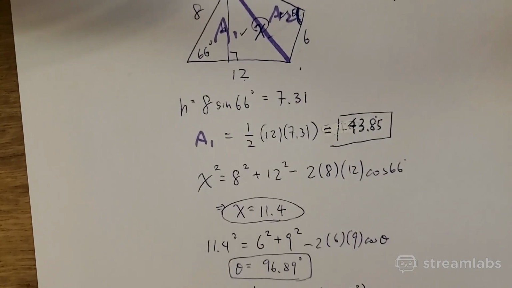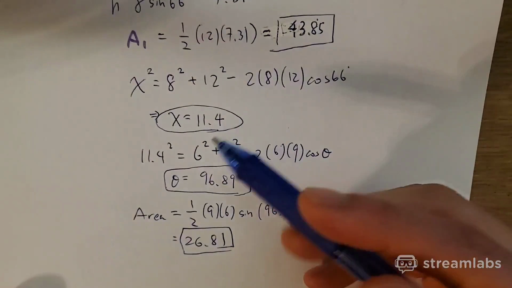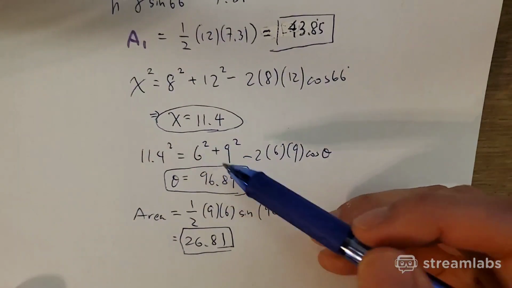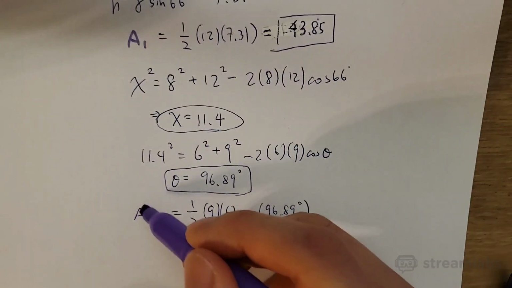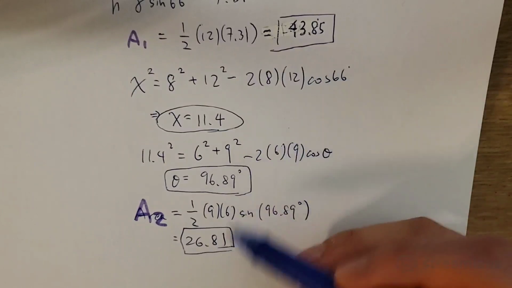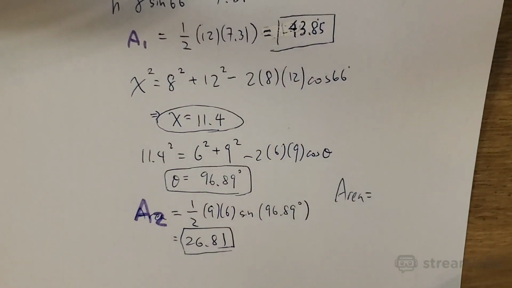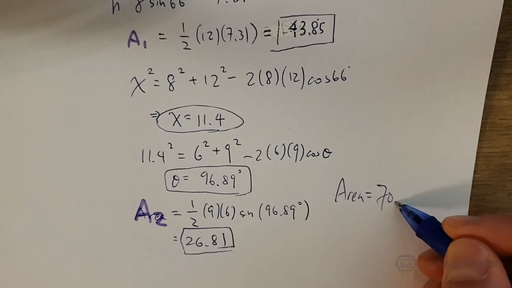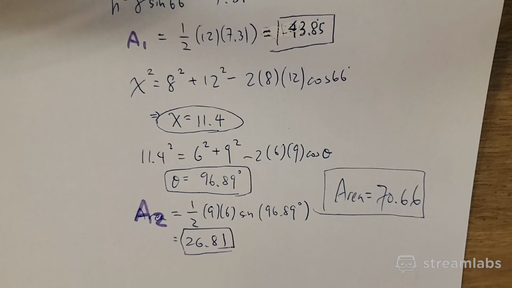So together, this is A2, and A2 and A1 together. The total area is the sum of these two added together, so 70.66.